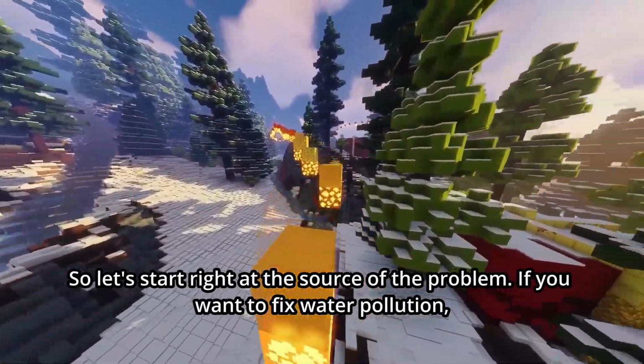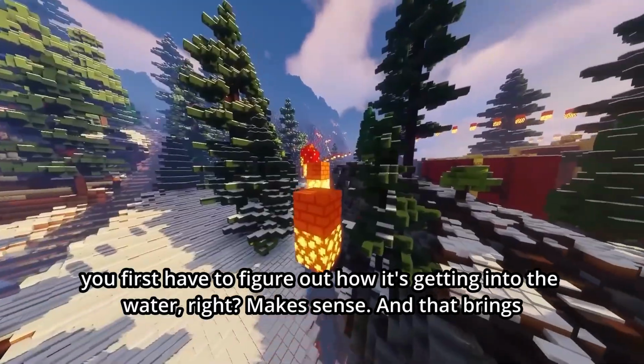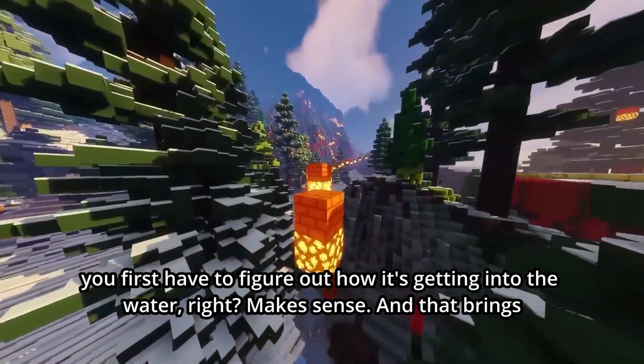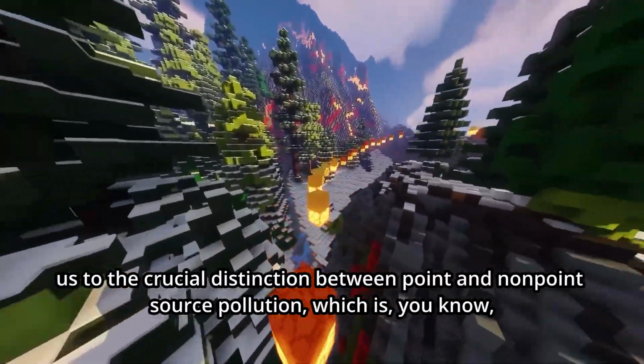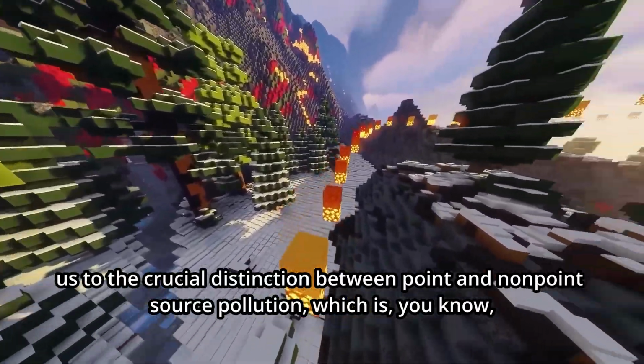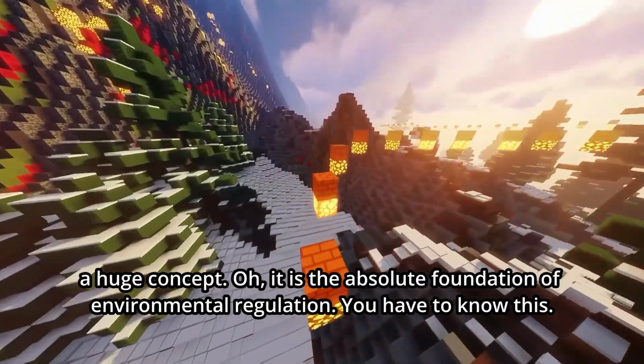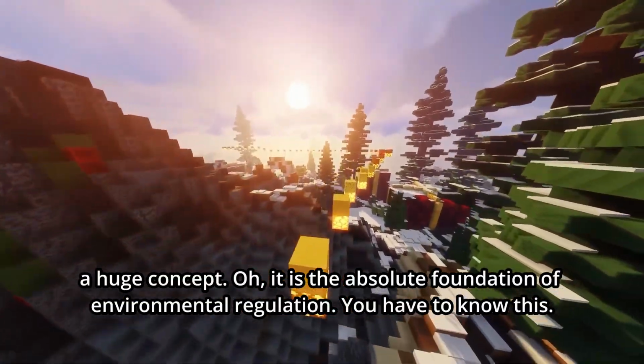So let's start right at the source of the problem. If you want to fix water pollution, you first have to figure out how it's getting into the water, right? That brings us to the crucial distinction between point and non-point source pollution, which is a huge concept. It is the absolute foundation of environmental regulation. You have to know this.